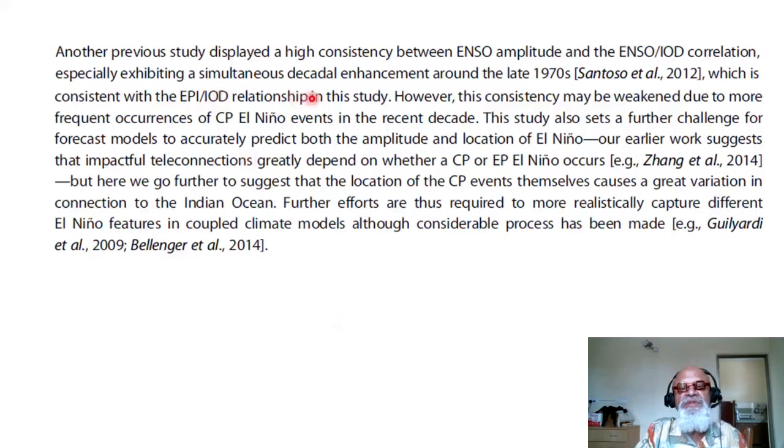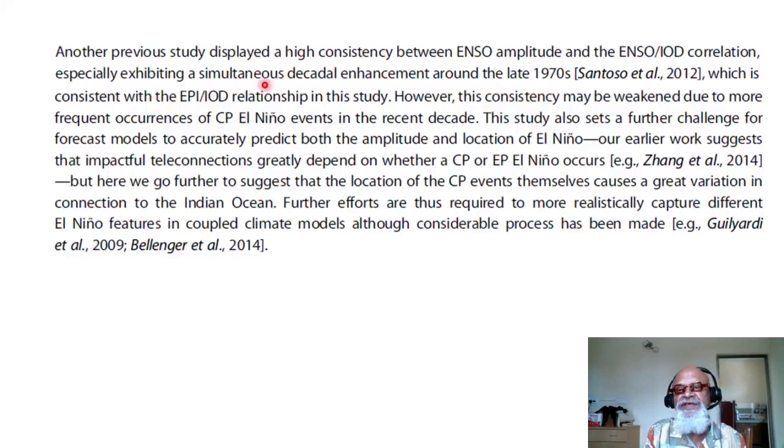So another previous study displayed a high consistency between ENSO amplitude and the ENSO IOD correlation, especially exhibiting a simultaneous decadal enhancement around the late 1970s. Before that, there were also papers, before people talked about correlation between ENSO and IOD as soon as the IOD paper came out in 1999 or so. And then people showed that the SON correlation with ENSO is very strong, hence IOD is not independent, because if you do overall correlation, that correlation is weak, which was argued to claim that IOD is independent, and so on and so forth.